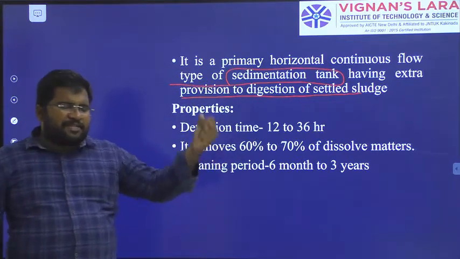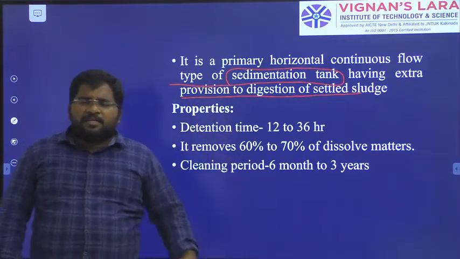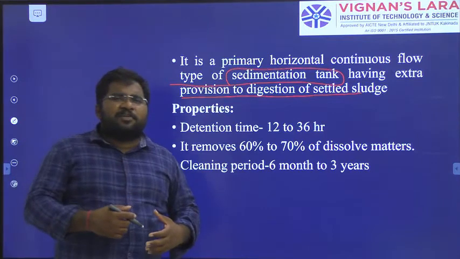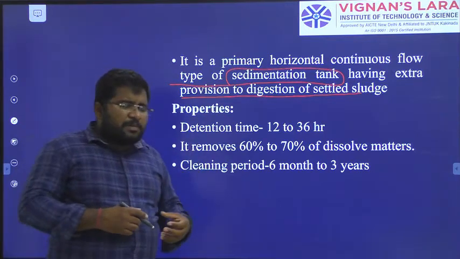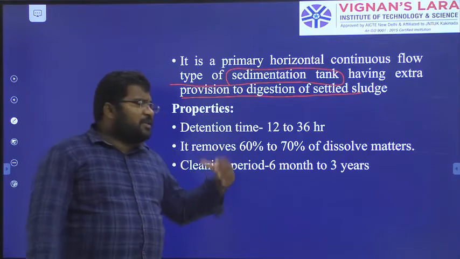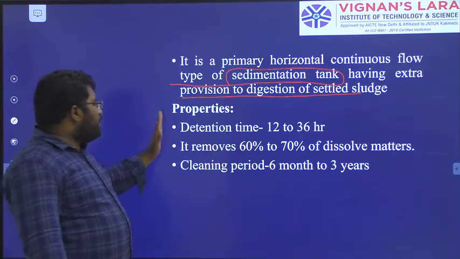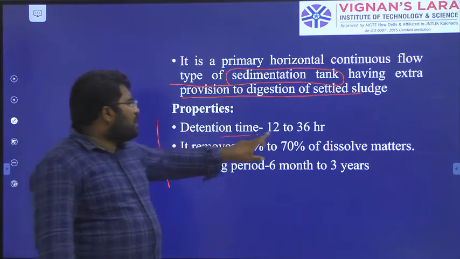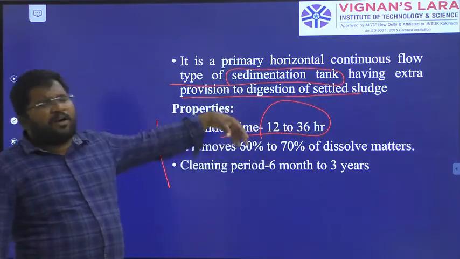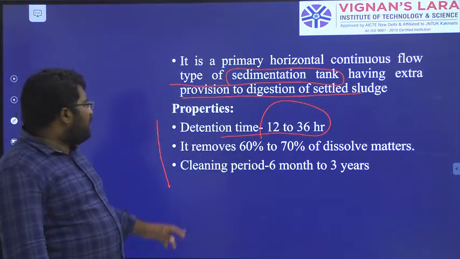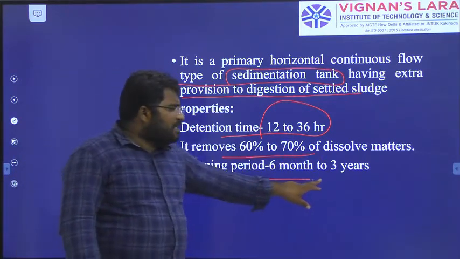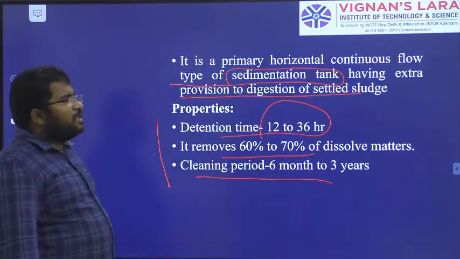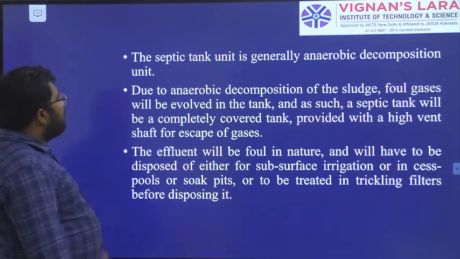Even the sludge which has settled at the bottom of the septic tank is going to digest. That means it is going to go from an unstable position to a stable position, like humus material. Here normally it has a detention time of 12 to 36 hours. This is a very prolonged detention time. So it removes 60 to 70% of dissolved matter, and the cleaning period will be 6 months to a maximum of 3 years. So let us see one by one.